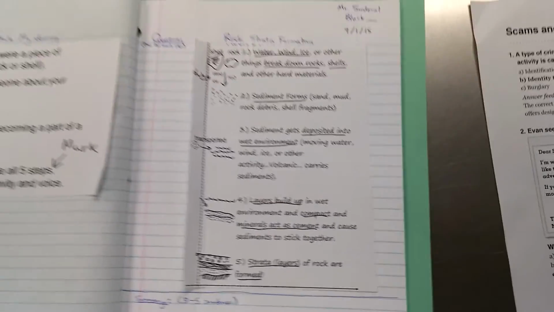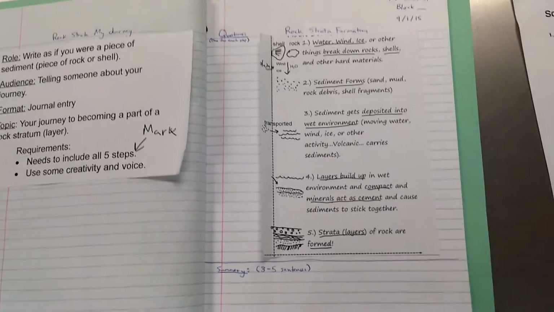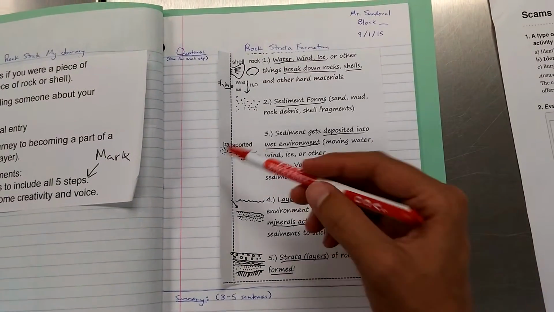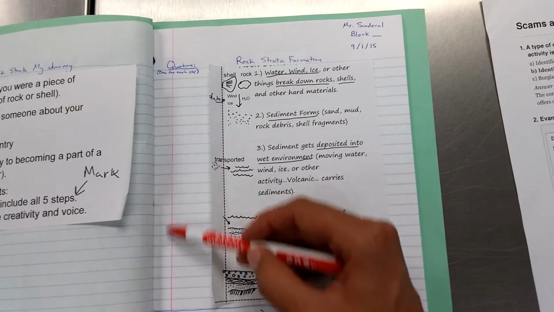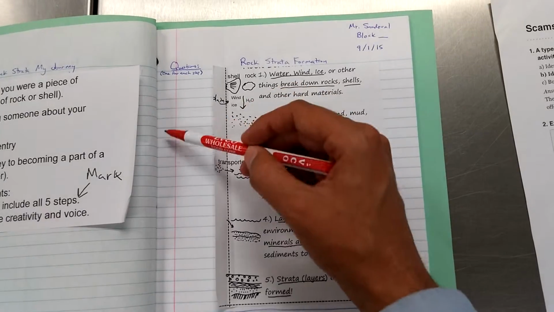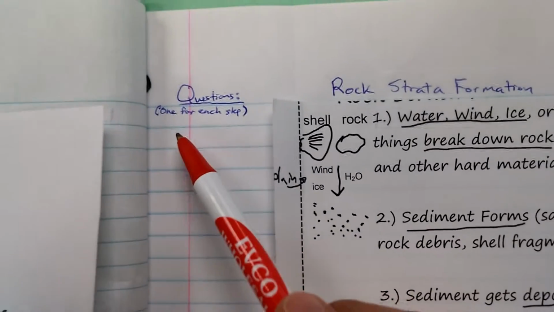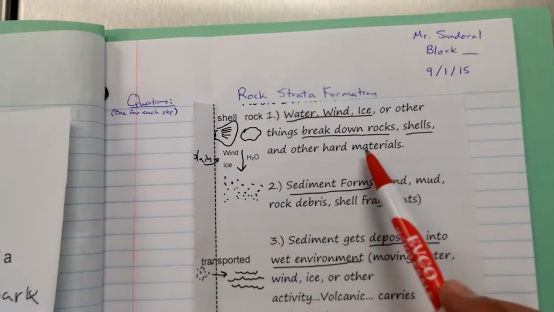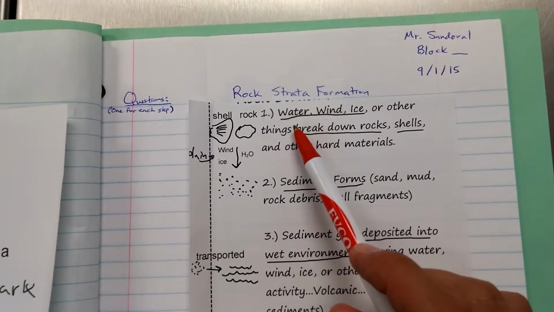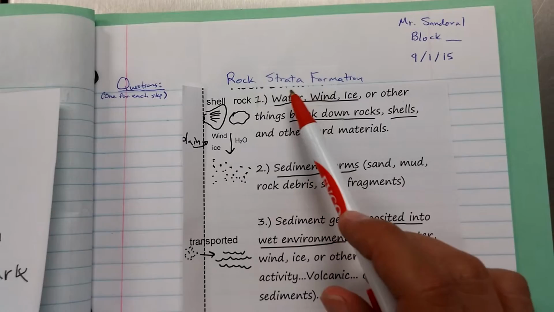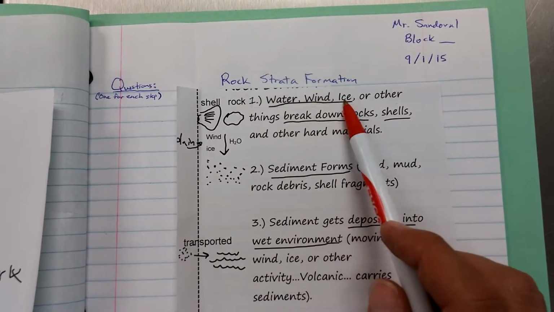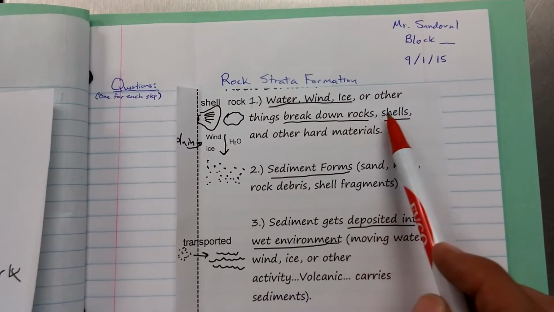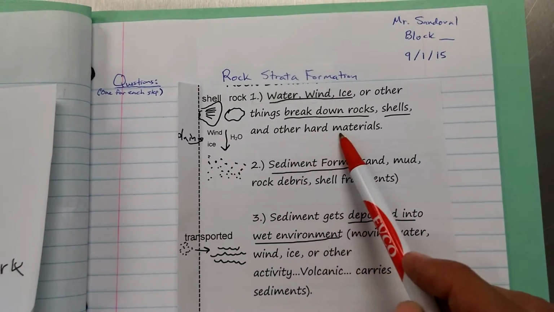I wanted to show you what to do now with your notes. So one thing you need to do with your notes is, in this area here, you need to write questions. You need to write one question for each step of the process. So let's look at this first one here. If I'm looking at these notes, I read here that one of the first steps of rock strata formation is water, wind, ice, or other things break down rocks, shells, or other hard materials.